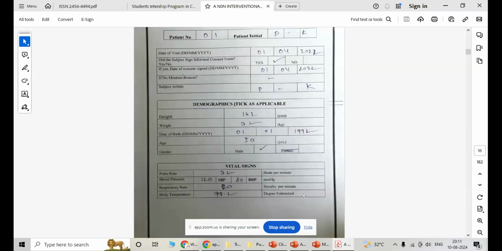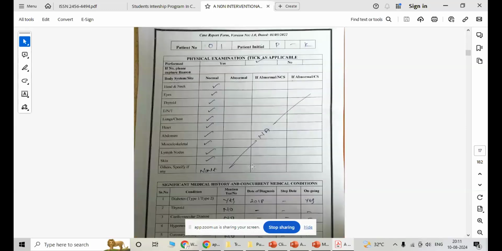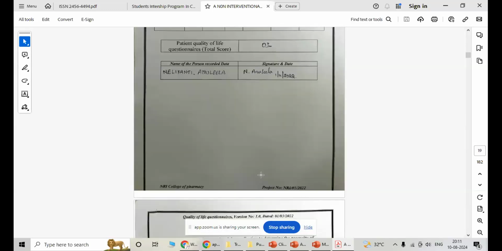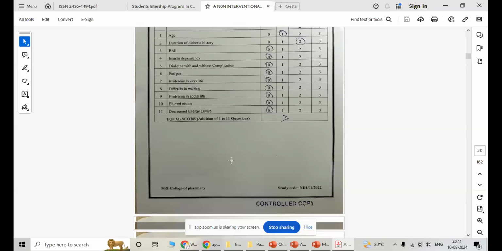They went to the hospitals. They got the informed consent form signature. This is the case report form. They have collected the data. This is the additional documents. As I said, in this study, we have included the quality of life questionnaires of the patients. They will ask the patients what the age is, what the duration of diabetes is, the BMI. Everything is in the form of questionnaires.